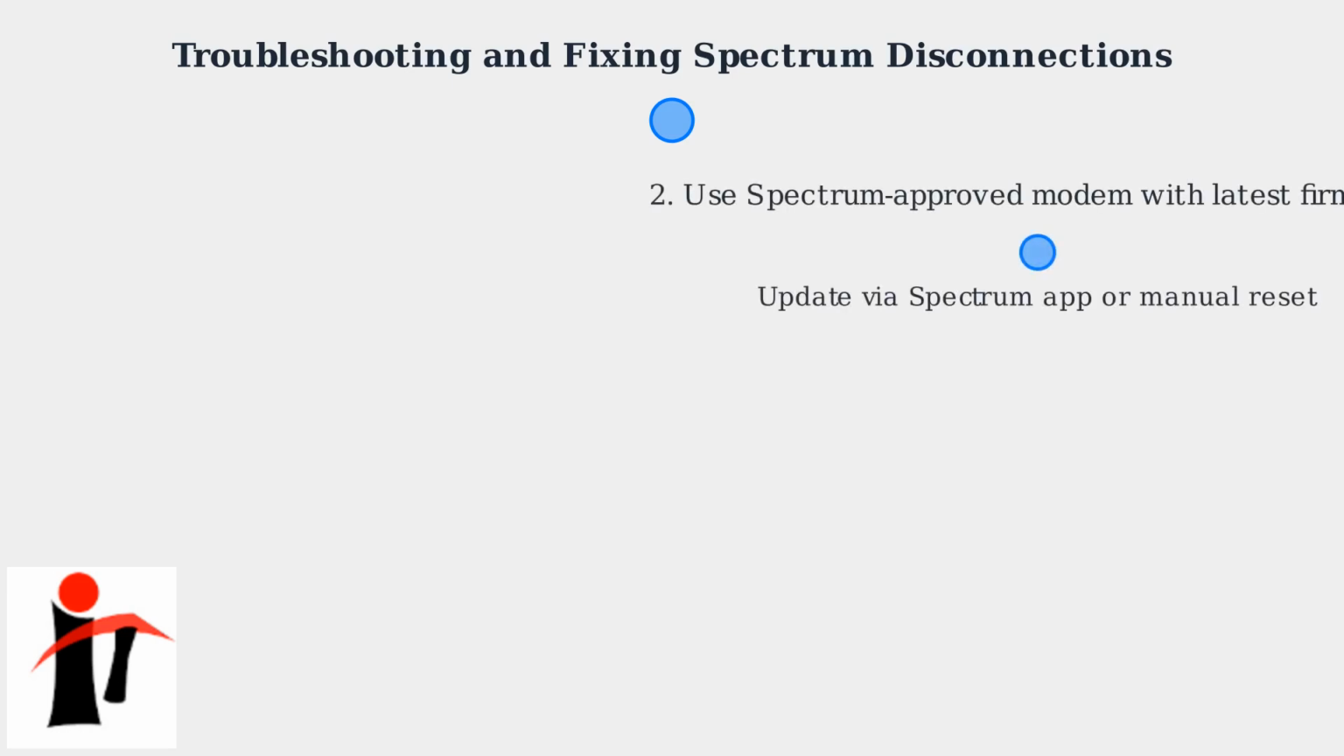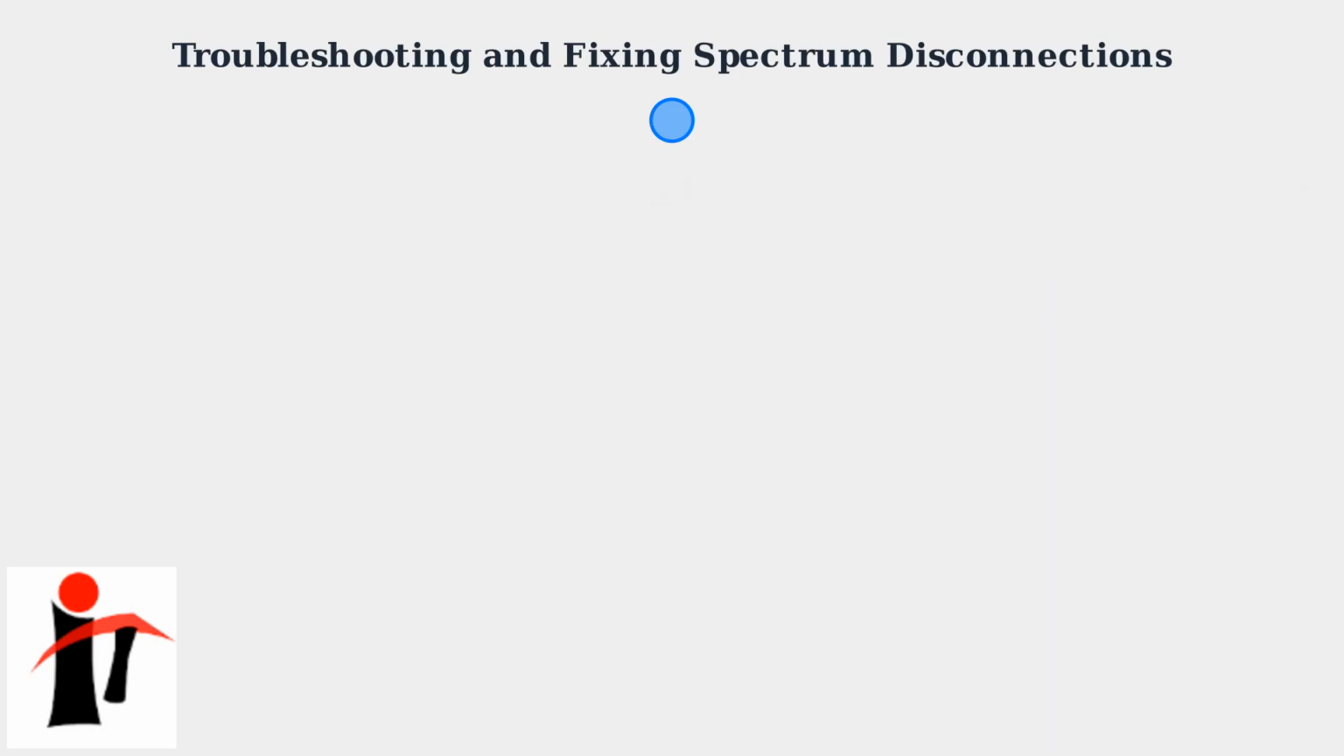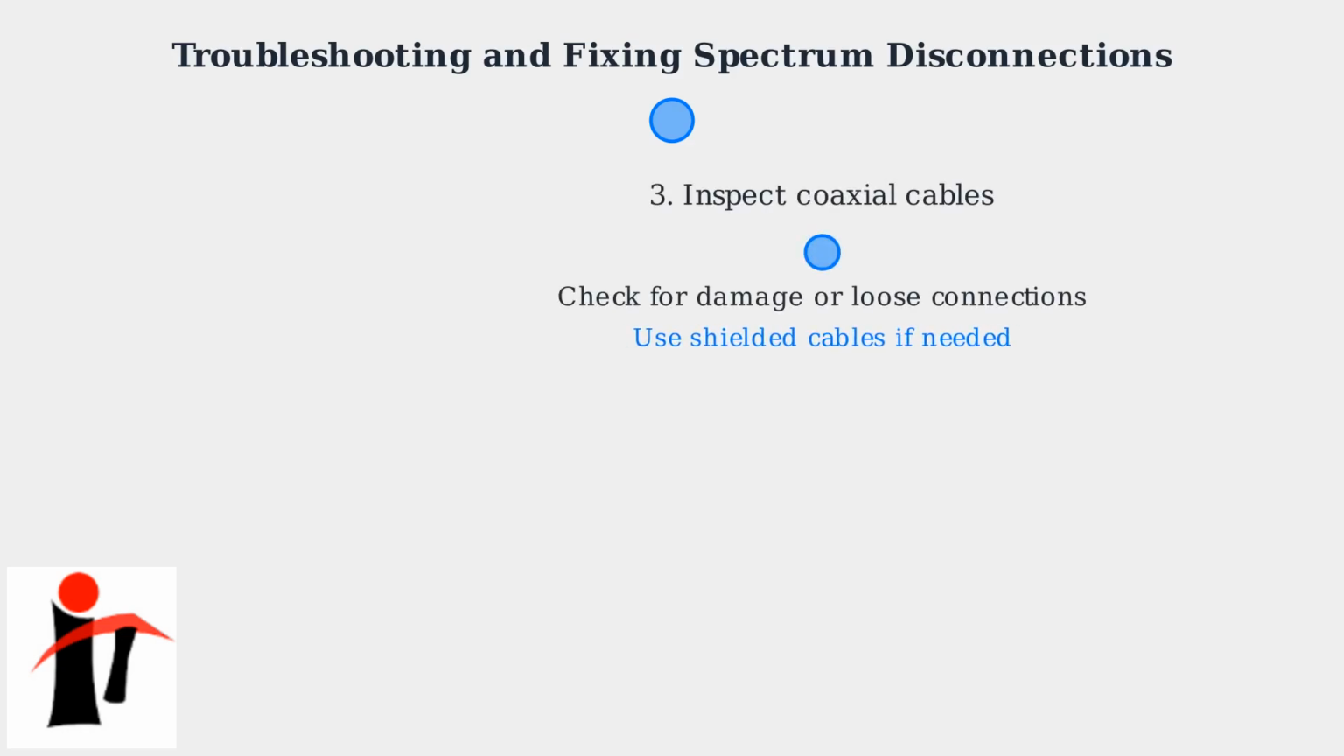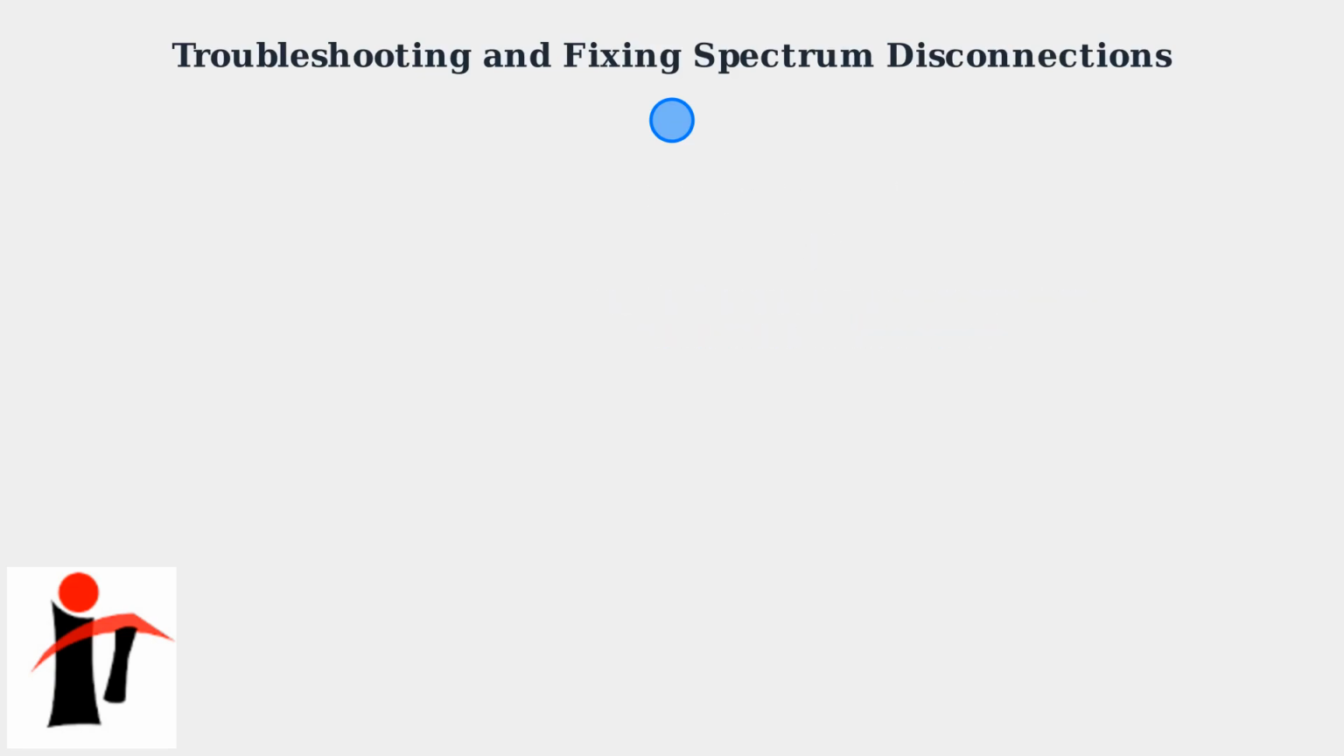Ensure your modem is Spectrum approved and running the latest firmware. Update it through the Spectrum app or perform a manual reset if needed. Inspect your coaxial cables for any damage or loose connections. Consider using shielded cables to reduce interference.